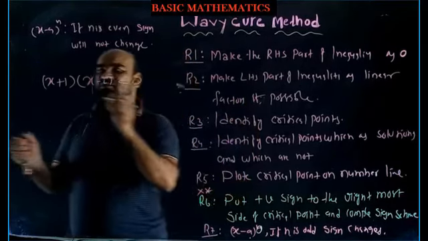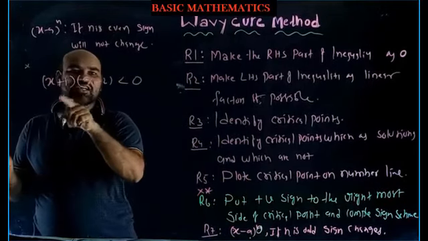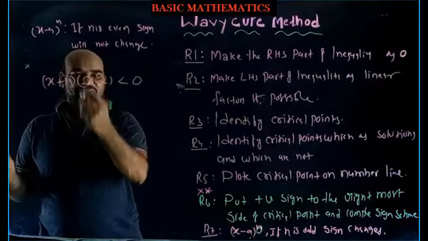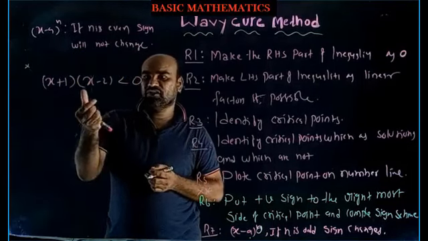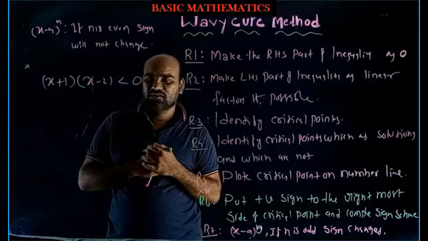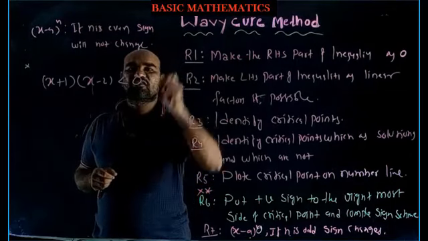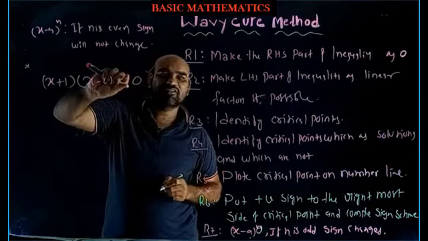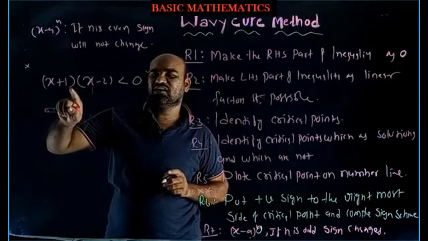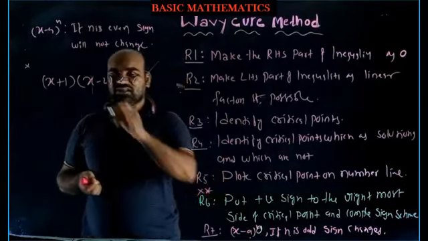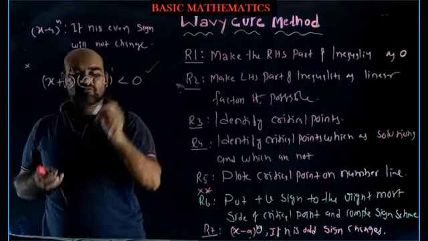So we already did this problem using the general method, a into b less than 0, by taking two cases. Now I want to solve this problem using the wave curve method. Initially this problem is in standard form because the right hand side of the inequality is 0. The LHS of the inequality has all linear factors. Here exponent 1, here exponent 1.